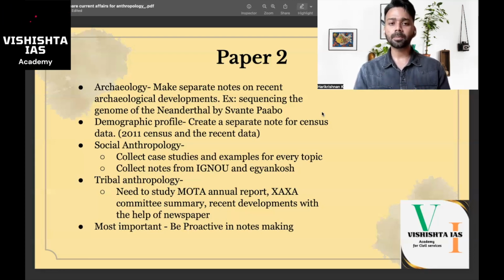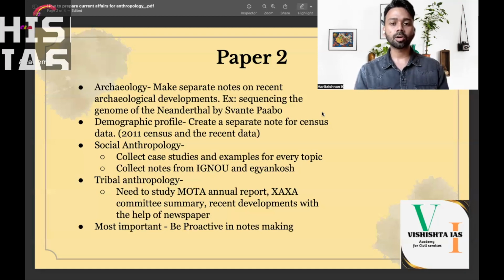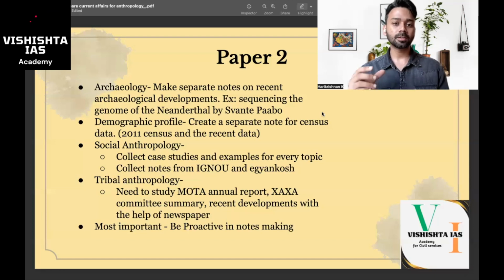A very good example here is in 2022, a person got the Nobel Prize in biology. His name was Svante Pääbo. What he did is he sequenced the genome of the Neanderthals. So this became very famous. In 2023, we predicted this question might come, something related to this, but it did not. So that means you have to be careful about it.